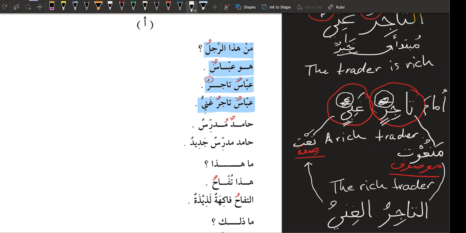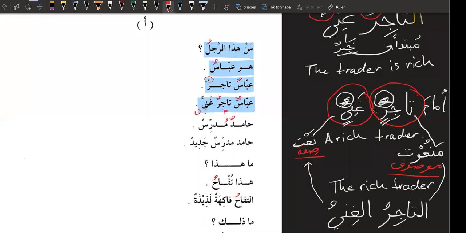So for example, we have here Abbas tajirun ghaniyun. I put M here for man'ut, and then N would be nat. Or we could do it properly: we'll put meme for man'ut, and noon for nat. So Abbasun tajirun ghaniyun. So tajirun is man'ut and ghaniyun is nat.